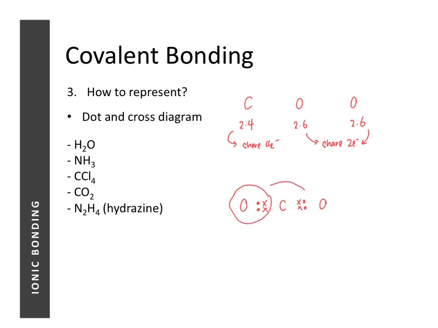So the dot and cross diagram for CO2 will look something like this. Bear in mind that carbon has 4 valence electrons. It has already shared 4, so it has no electrons remaining after sharing. However, oxygen has 6 valence electrons, so after sharing 2, it would have 4 electrons remaining. So we add in the legend.